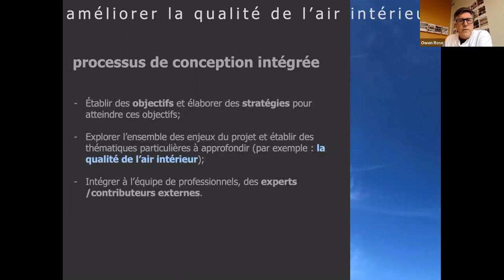The integrated design process is to establish objectives and develop strategies to achieve these objectives. In the beginning, it's exploring all project issues, and next, identifying specific topics for further study, exploring the challenges within the project and establishing particular themes to broaden. So in the case of this project on environmental sensitivities, air quality is one of the most important objects to elaborate, but it's not the only one. However, it is one of the main elements in this process.